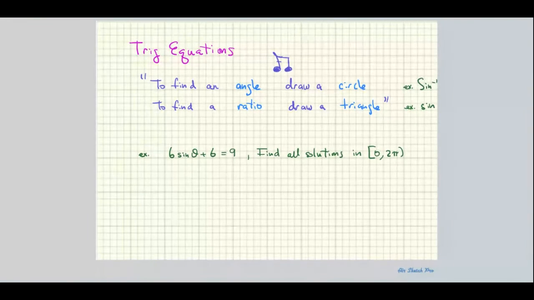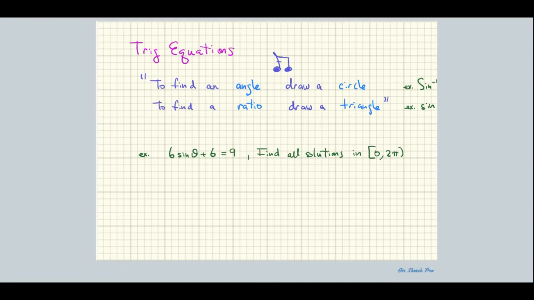And the ditty goes like this. To find an angle, draw a circle. To find a ratio, draw a triangle. To find an angle, draw a circle. To find a ratio, draw a triangle. A, angle, goes with C, circle. R, ratio, goes with T, triangle.